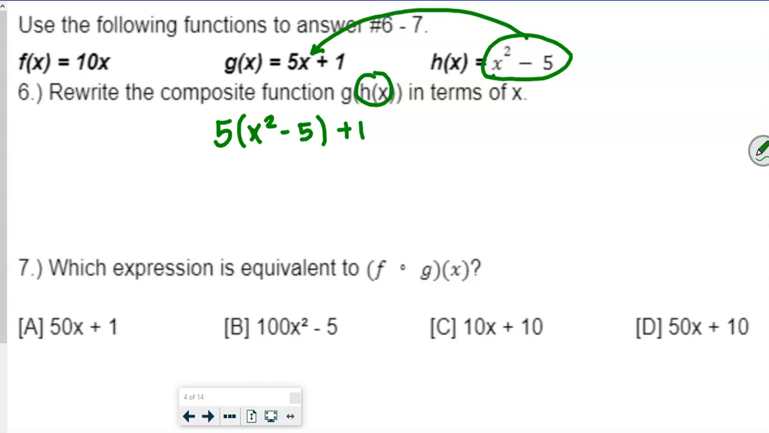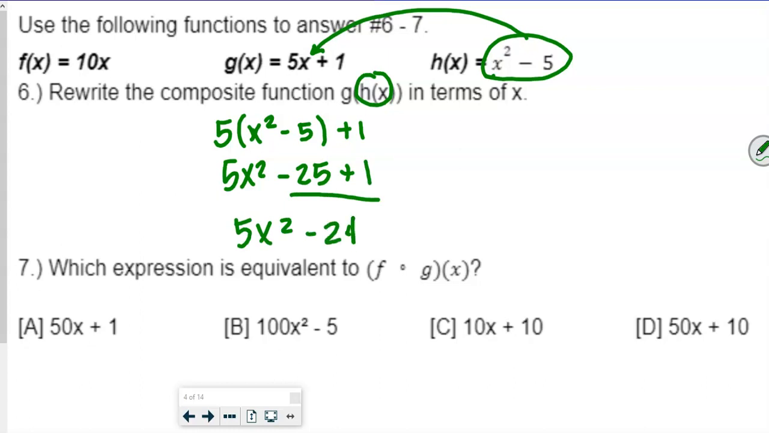So now we're just distributing, aren't we? So we're going to say 5x squared minus 25, and then we got our plus 1. So we can combine these like terms right here. So it's going to be 5x squared minus 24. That's our answer, okay?